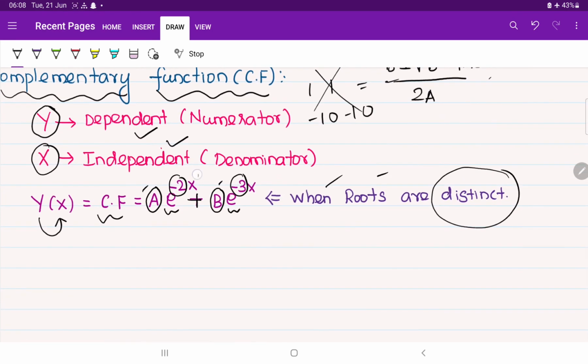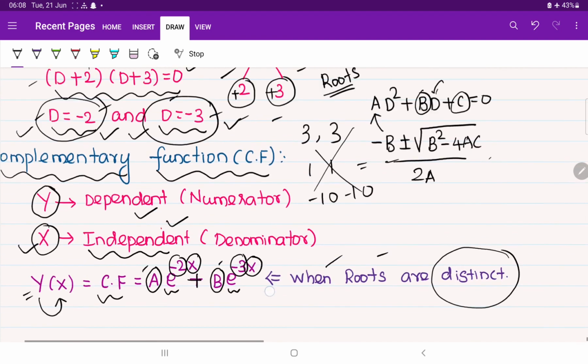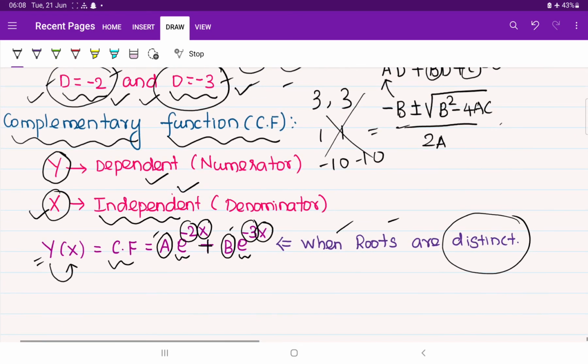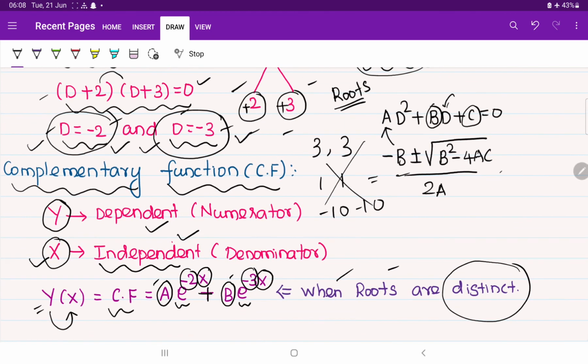After that, multiply it by the independent variable. See, already we know in our equation the independent variable is x. So just multiply it by the independent variable. That is going to be your complementary function or complete solution for the given equation. So in this session, we understood how to obtain the complementary function when the roots are different.